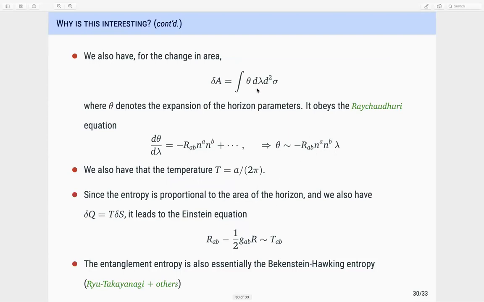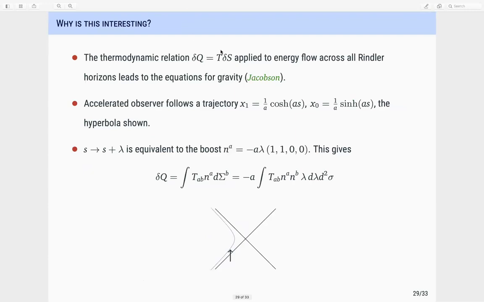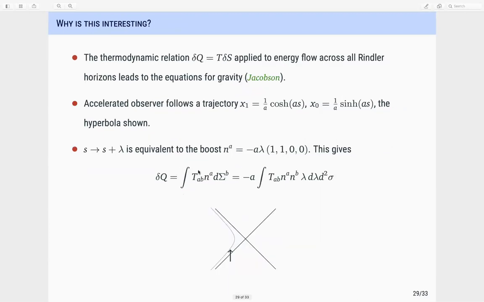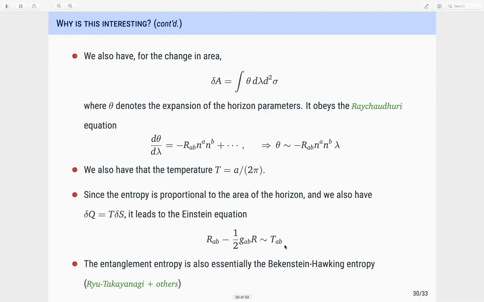So I know the change in area, and I can declare a la Bekenstein-Hawking that's a change in entropy. Now, I also know, because it's a Rindler horizon, I know the temperature, which is A over 2 pi. So we can put all that into this formula here, and out follows just Einstein equation, because I get the Ricci tensor here, energy flow involves the energy-momentum tensor, and basically you get this equation. So Einstein equation can be obtained from the thermodynamic relation if you consider all possible Rindler horizons everywhere in space-time.